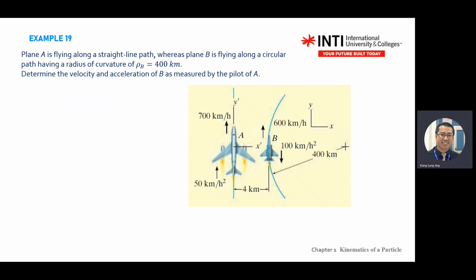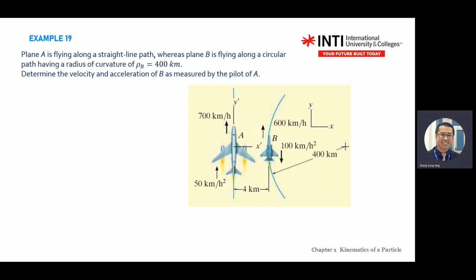This is the acceleration of B measured from A. It means you are A, you're measuring B. All right. Now, how do we solve this kind of question? So you look at the diagram.